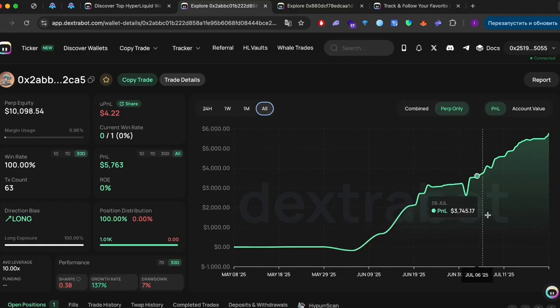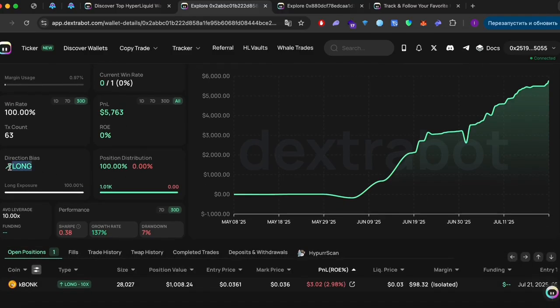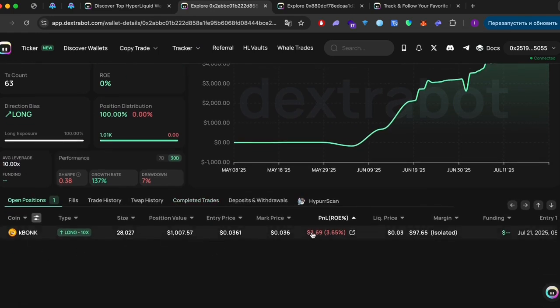Let's open the next wallet. Again, let's look at the chart for all time to see what kind of growth it had. Overall, we can see that this trader is also quite interesting. It shows a 100% win rate, a P&L of $5,000, and at the same time, a relatively small trading deposit. He mainly trades long and on average uses 10 times leverage. Right now he has an open position on Bonk, which is at a loss of about 3.5%, you could say.